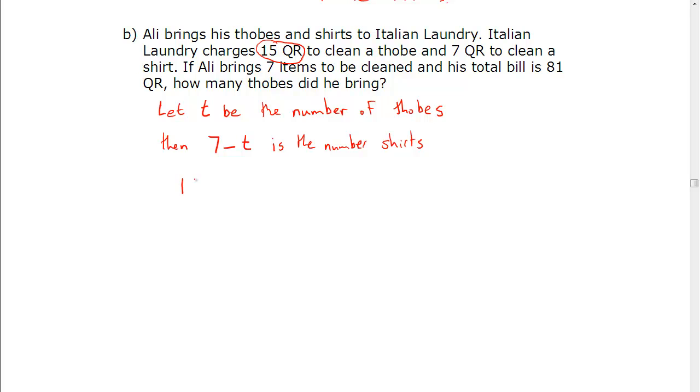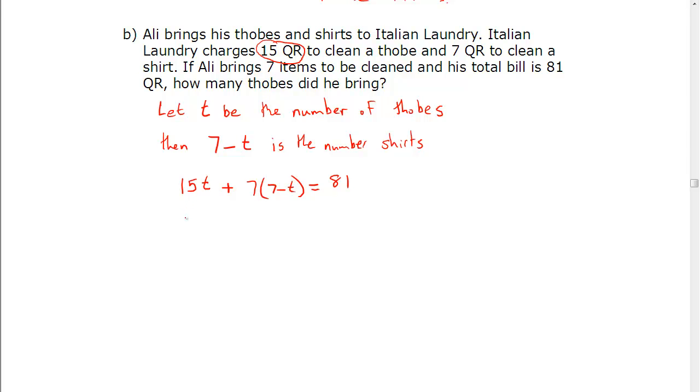So the cost to clean the thobes is going to be 15 times T. For the same reason, we can add that to the cost to clean a shirt, which is 7 times the number of shirts, to get the total bill of 81. So this is cost for a thobe times number of thobes. Cost for a shirt times number of shirts. Add those together, you get the total amount.